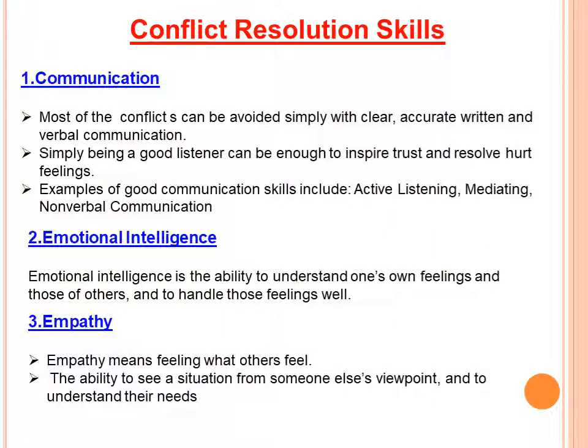Now let's look at the skills needed in solving a conflict. First, clear communication. It involves active listening and trust building between two parties. The next skill is the ability to understand one's own feelings and the feelings of others, as well as managing those feelings well. We call it the emotional quotient skill.